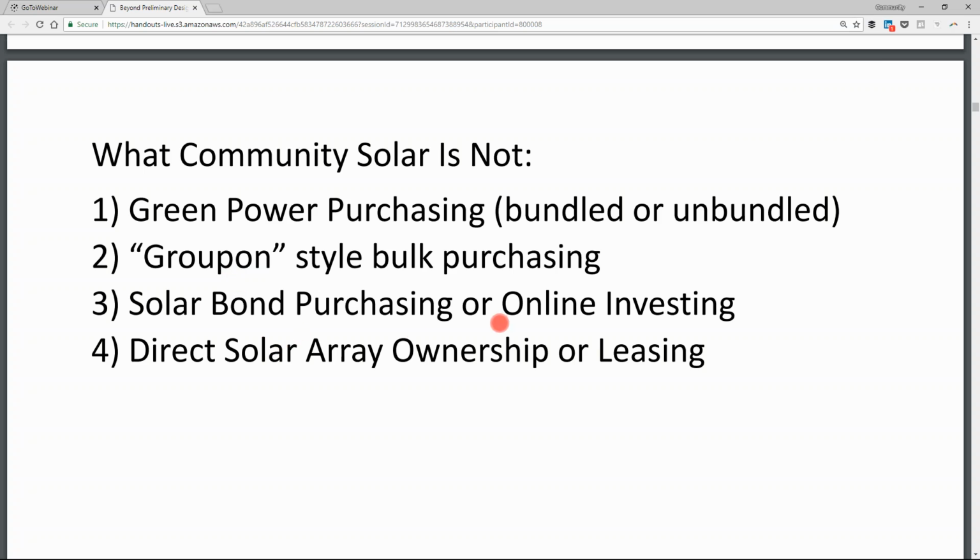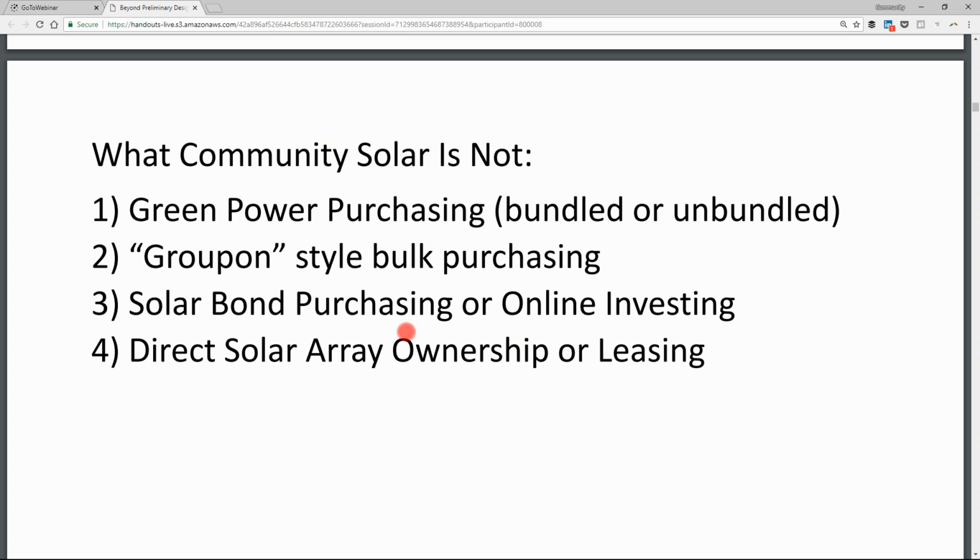You also get solar bond purchasing or online investing. So every now and then, you might get Solar City offering some bonds in the company. There's another company called Mosaic that funds solar investments, and periodically they will offer the opportunity to buy bonds in the company that go to fund the investments. So we'll take a look at that.